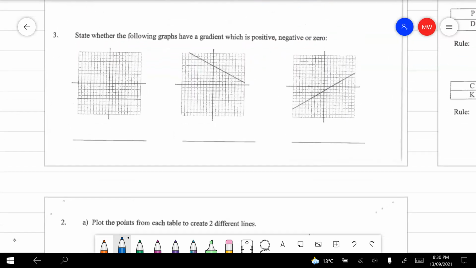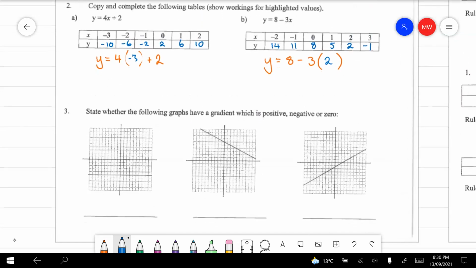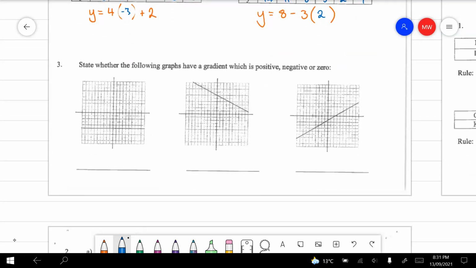All right, question 3. Now what we're doing is we're talking about the gradient, and that is that number that we just talked about. This one here, minus 3 and 4. All of these equations follow a rule, and you'll learn that next year. It's a bit early for it now, but all of these linear equations will follow the rule y equals mx plus c. And the m value, this one here, is the gradient.